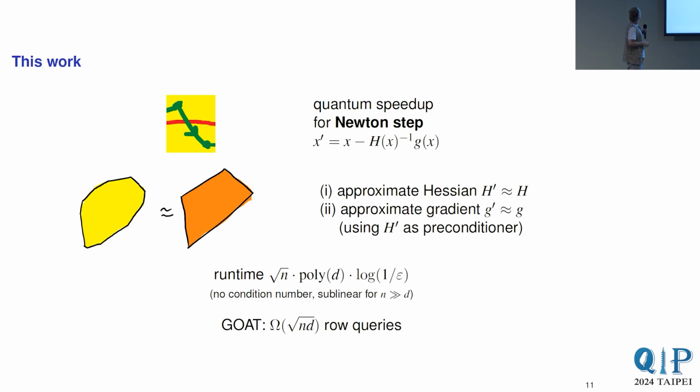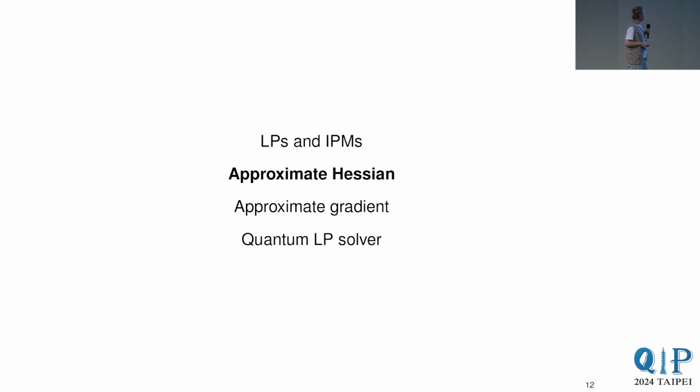What can we say about the limits in the quantum case? There is this omega square root n d lower bound in terms of row queries. Row queries means how many constraints do I have to query? It's not too hard to prove that you need something like square root n d row queries. So we get the correct square root n dependency, and there's still plenty of work to get this poly d down. So let's get into the details.